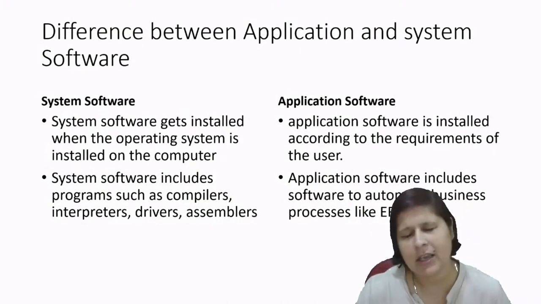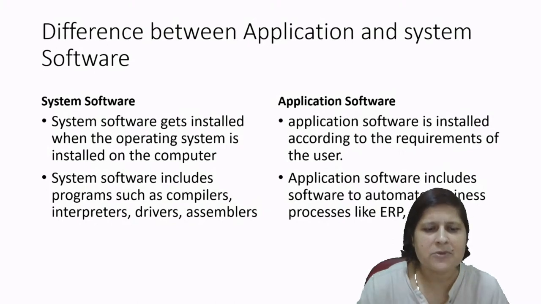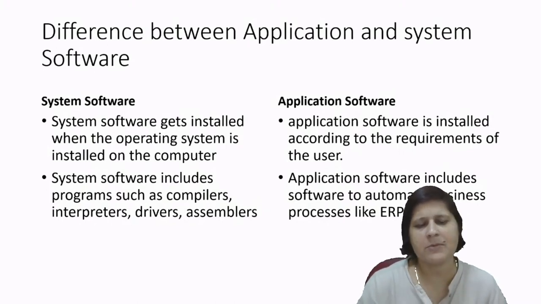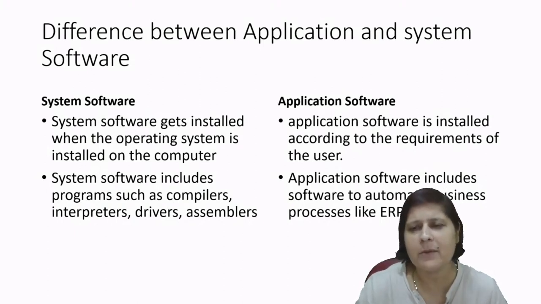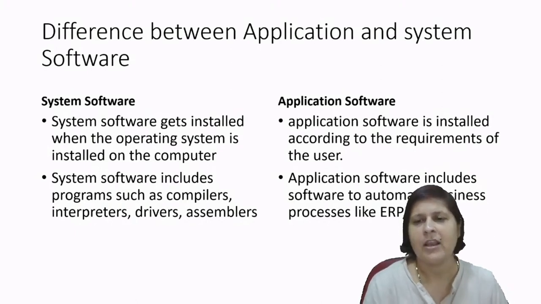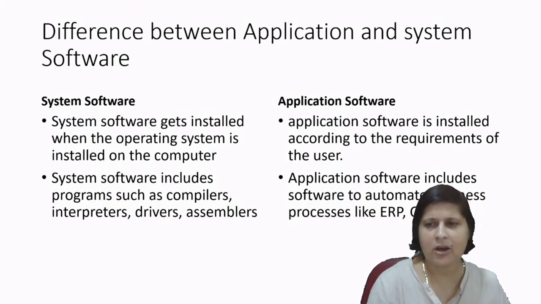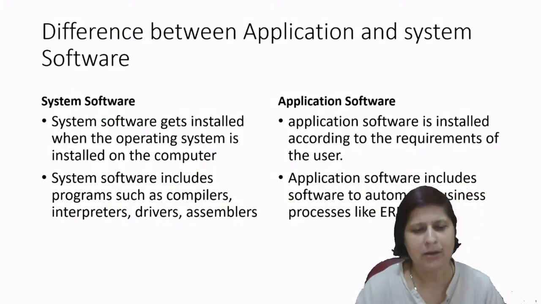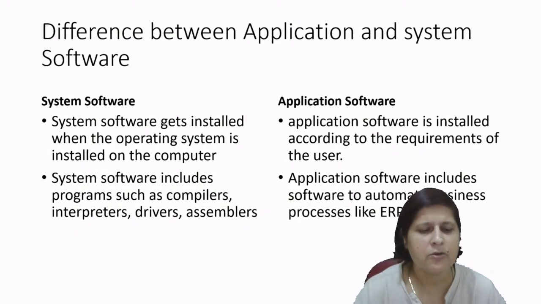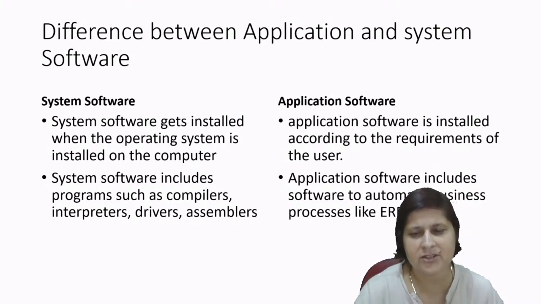Now, the difference between application software and system software. What is the difference between application and system software? System software gets installed when the operating system is installed on the computer, while application software is installed according to the requirement of the user. Whatever application software you want, you just install that software, and whenever the operating system has been installed, system software is automatically installed. System software includes programs such as compilers, interpreters, assemblers, drivers.